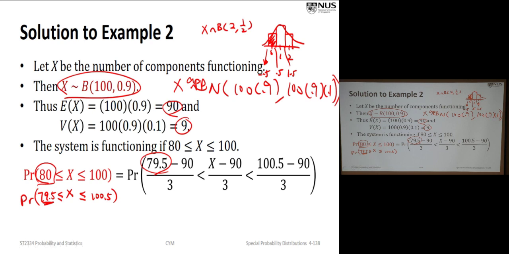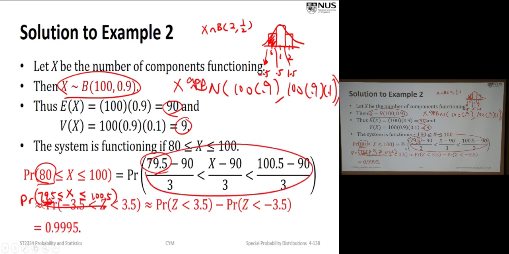So I do this so that after I standardize it, it becomes like this. And it's equivalent to looking for z between minus 3.5 and 3.5. All right. So the answer is 0.9995.